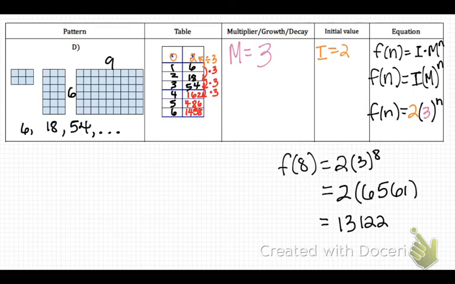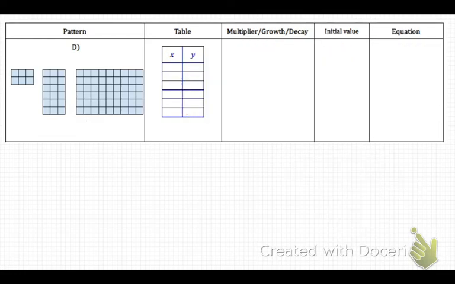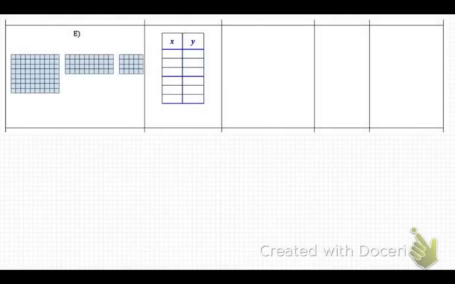Can you try filling in the table for E? Can you start working on E for me, please? The next one? Can you start working on the next one? Okay, the next one. Okay, let's look at E.